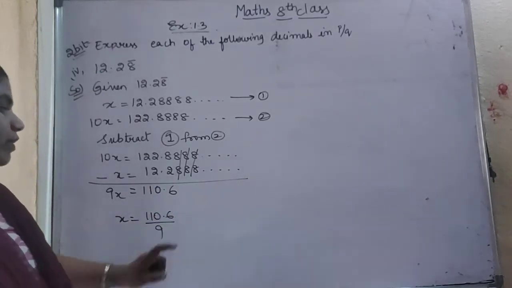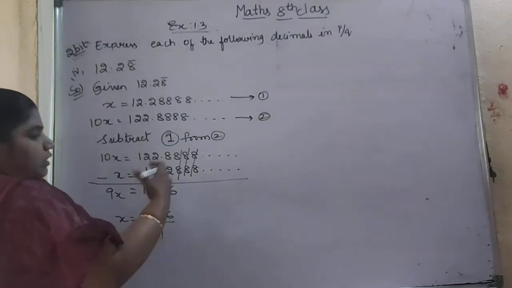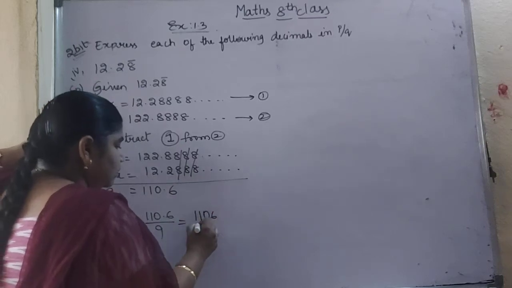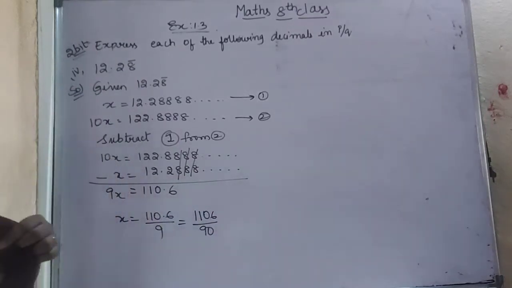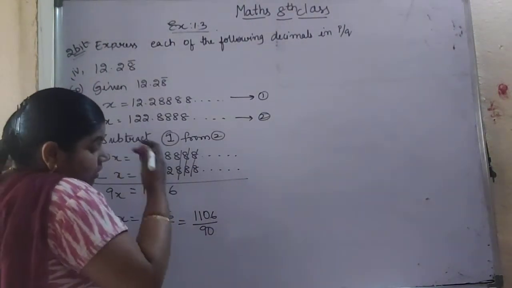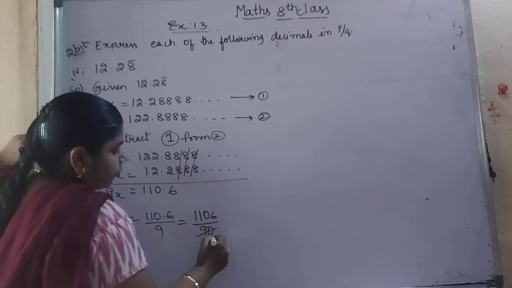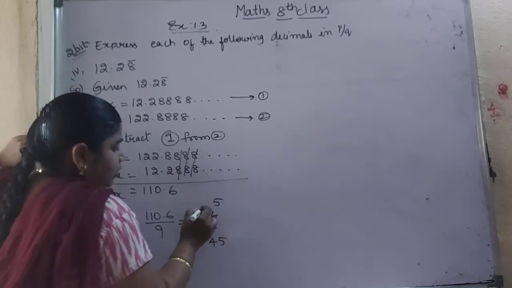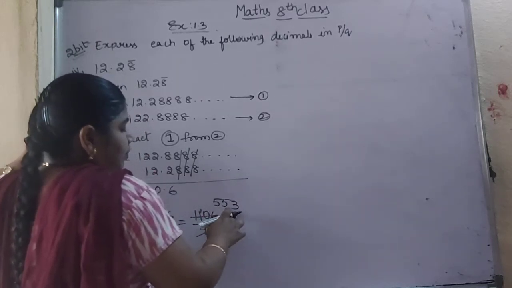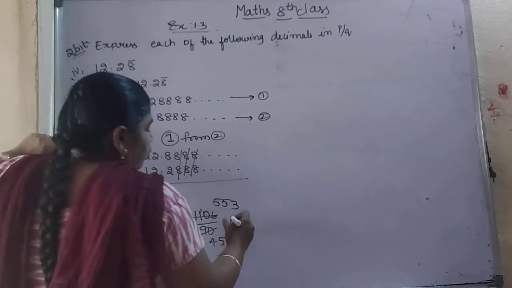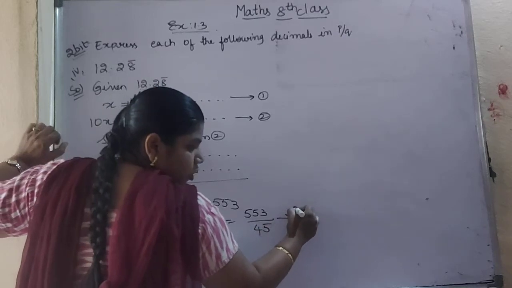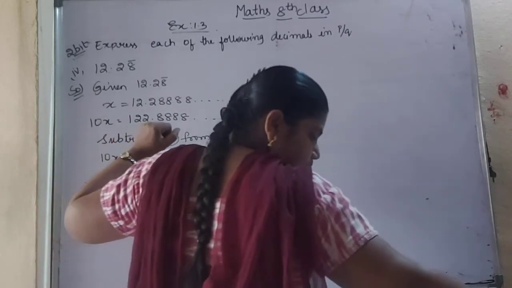So after the point you are having only one digit. So if you are removing the point, in the denominator you will get 10. So that will be 1106 by 90. So this is also in the form of p by q, and you can simplify this more. So in the 2 table I am doing 2 4 5 times. 2 5s is 10, 2 5s is 10, 2 3s are 6. So here it is 10 plus 3 is 13, it will not go. So what is the answer? 553 by 45. This is in the form of p by q.